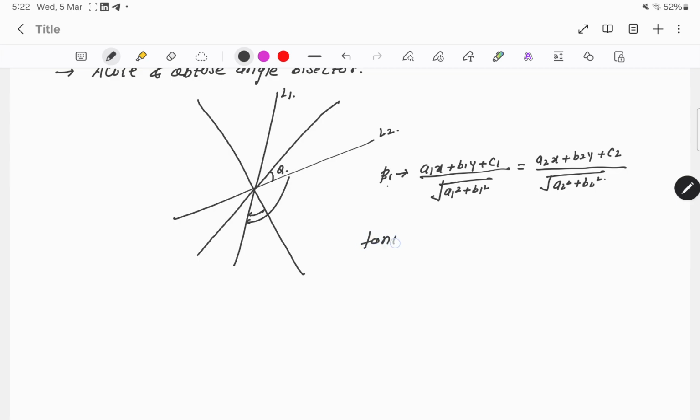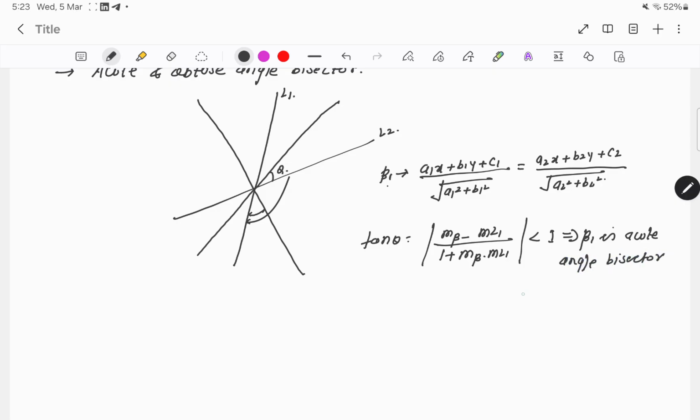So tan theta equals, write directly, (slope of line beta 1 minus slope of line L1) divided by (1 plus slope of line beta 1 into slope of line L1). If this is less than 1, then beta 1 is the acute angle bisector. Suppose this is greater than 1, then beta 1 is the obtuse angle bisector.